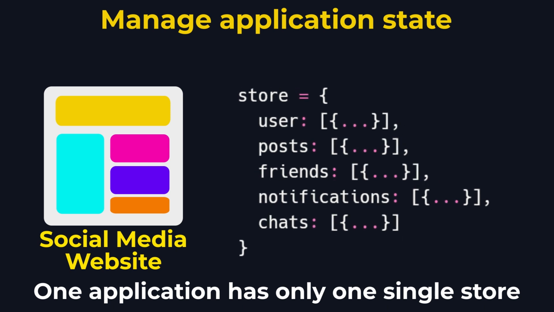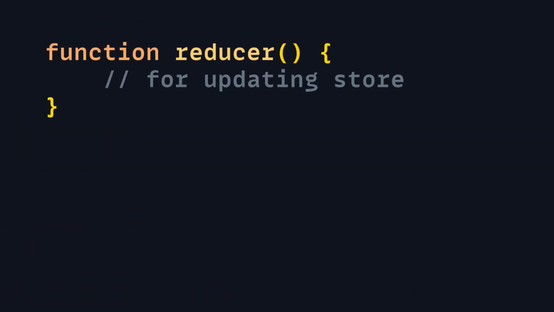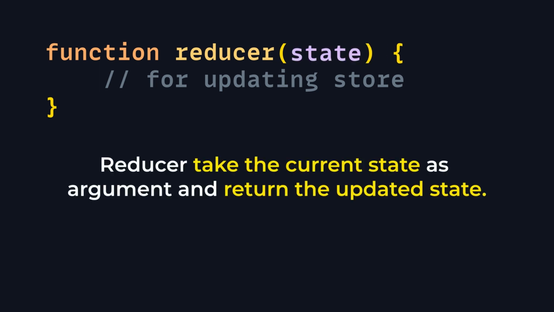Now to update this state, we use a pure function called a reducer. This reducer takes the current state as an argument and returns the updated state. Simple as that. This reducer function doesn't make any HTTP request or do anything with DOM elements or create any kind of side effects. Reducer just takes the current state as a parameter and returns the updated state. And that's why we call a reducer a pure function. So in a reducer, we update the state using the spread operator or the immer library.